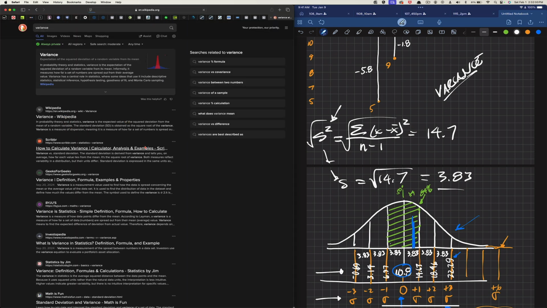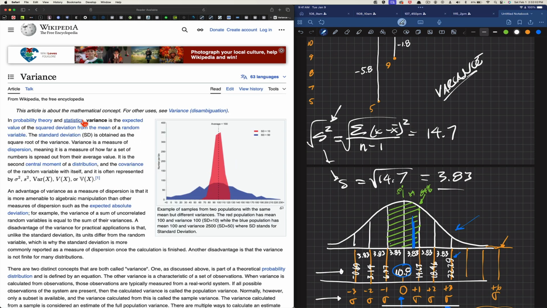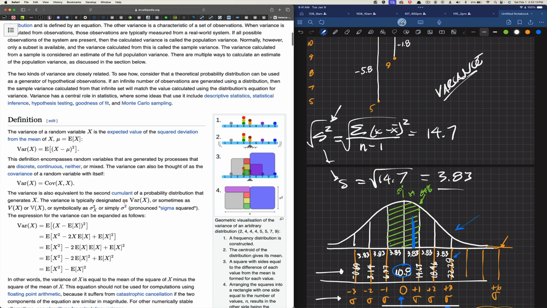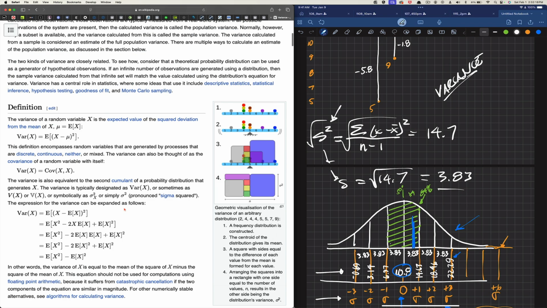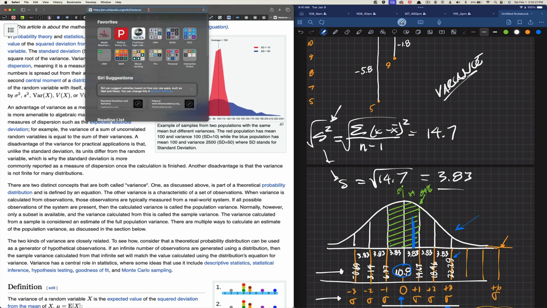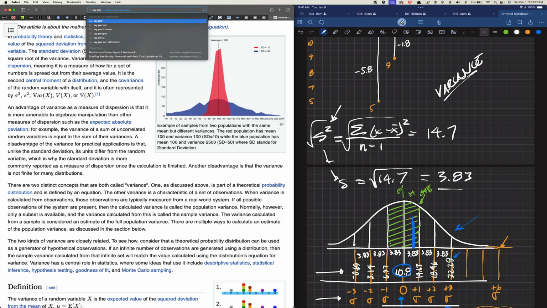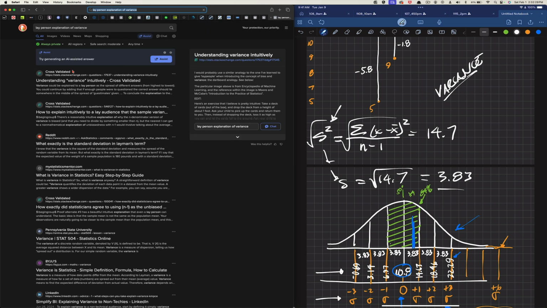I think I like this way it's written. It's the expected value of the squared deviation from the mean. Yeah, that doesn't really help you. Let's see if we can do this. Layperson explanation of variance. Let's see if this will do a better job for you.